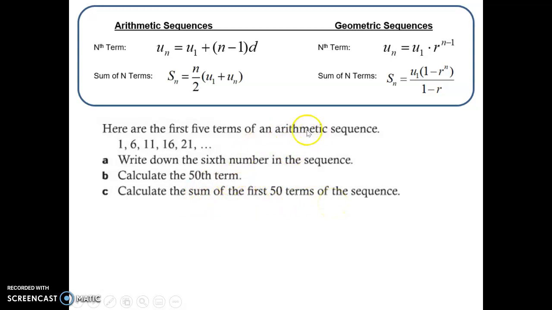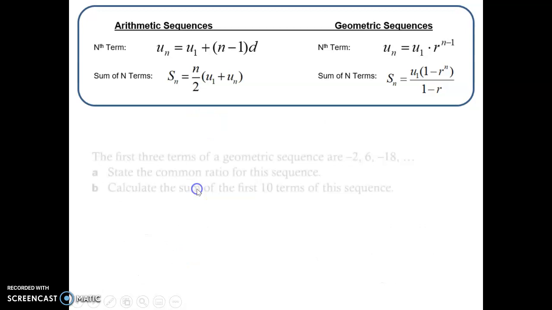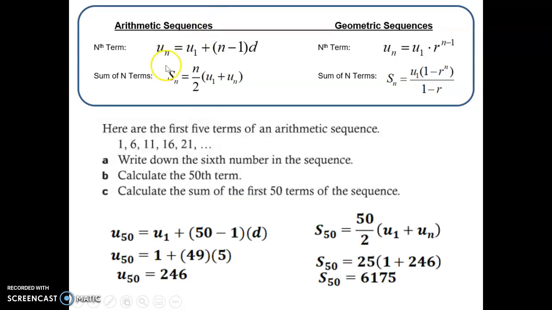Okay, so right away we're told this is an arithmetic sequence, therefore we know we're using these formulas. In B, we're looking for the 50th term, some unknown future term. So we're going to use the nth term formula as it is used here to find u50, the 50th term. Notice we put in the d value here of 5. We put in term 1, which is 1, and then 50 is our n value. You should get this value here.